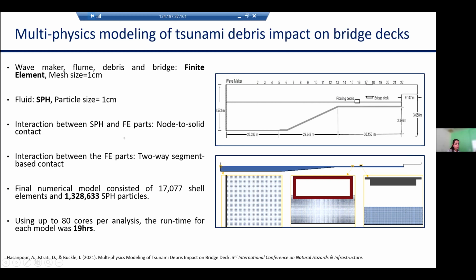The wave maker, flume, debris, and bridge were developed based on the finite element, and the fluid was represented by the SPH particles. The final numerical model consisted of about 1.3 million SPH particles, and using up to 80 cores per analysis, the runtime for each model was about 19 hours. In this picture, you can see the details of the developed numerical model. Here is the wave maker, these are the fluid particles, here is the floating debris, and here is the bridge superstructure.